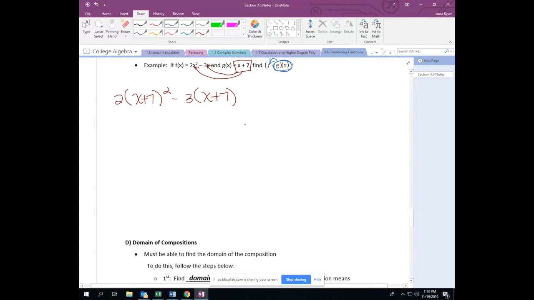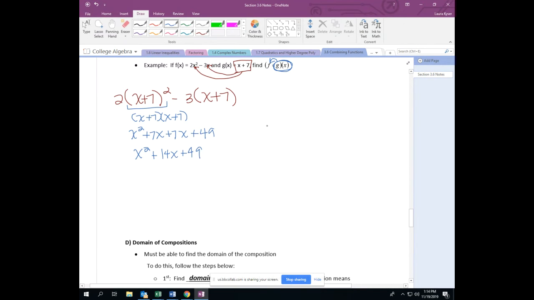And we want to make sure that we use order of operations when we do that. So I'm going to begin with the squaring. It really means that I'm taking x plus 7 and multiplying it by itself. So I'm going to begin here. This is x squared plus 7x plus 7x plus 49. And then when I combine these like terms in the middle, I've got x squared plus 14x plus 49.